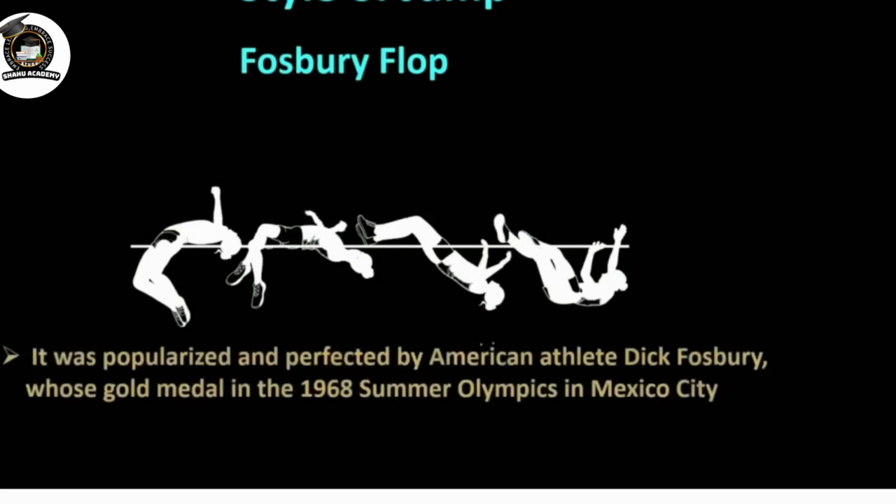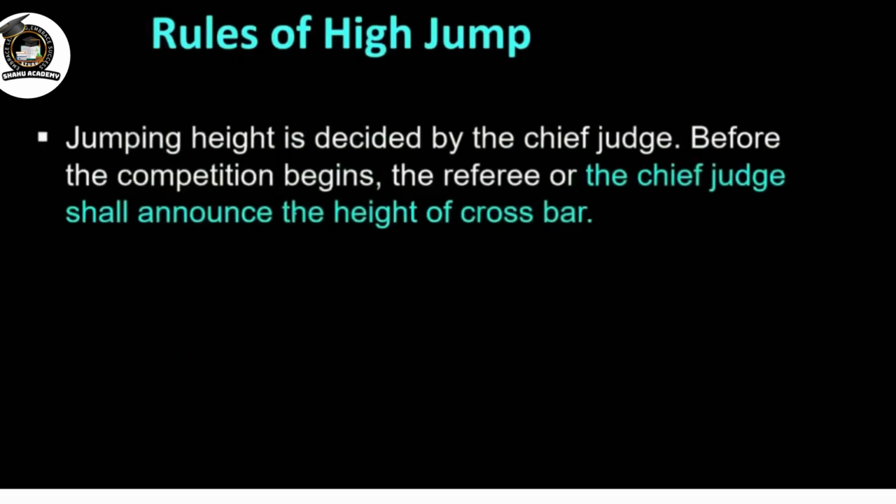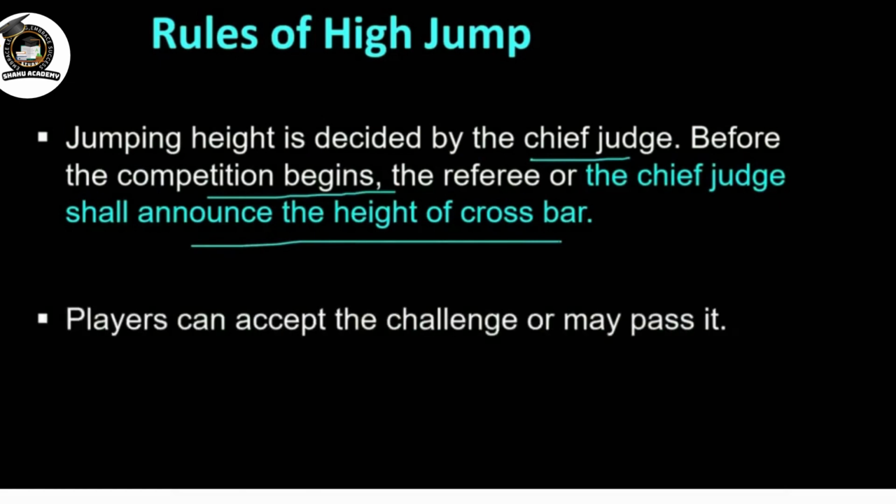Before the start of the competition, the chief judge announces the height of the crossbar. First, he will tell how high the crossbar will be, and then the player can either accept or pass it. It means that if the player does not want to start at this height, he can start at the next height if he wants. So he can start with any height that was announced earlier by the chief judge, like let's say for example the referee here has announced all these heights before the competition. Among them he can start from any height.